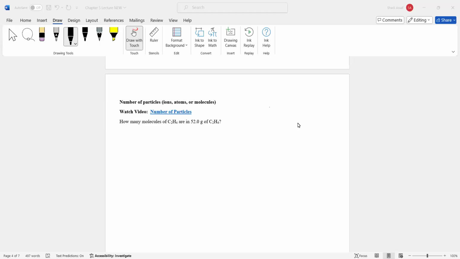The last video focused on conversion problems that involve moles to grams or grams to moles. In this problem, we will focus on the number of particles to grams or moles. Before we begin, when we say particles, we mean ions, atoms, or molecules. So if I have fluoride ion, lithium atoms, or methane, CH4, etc., that's what we mean by particles.